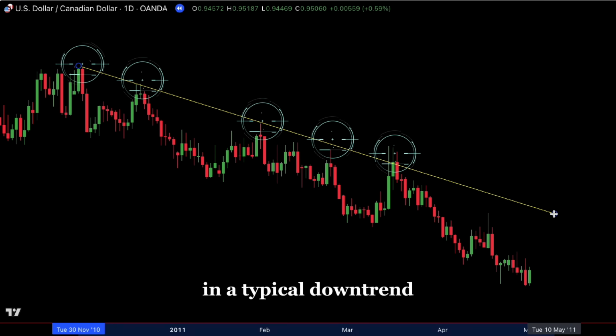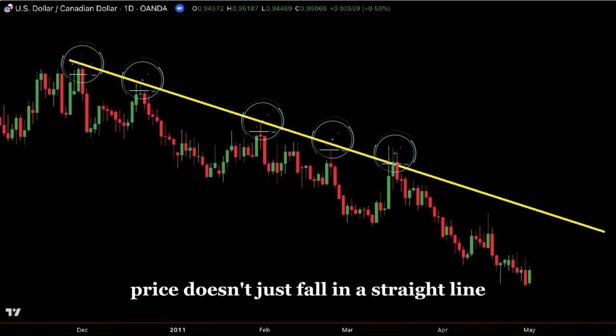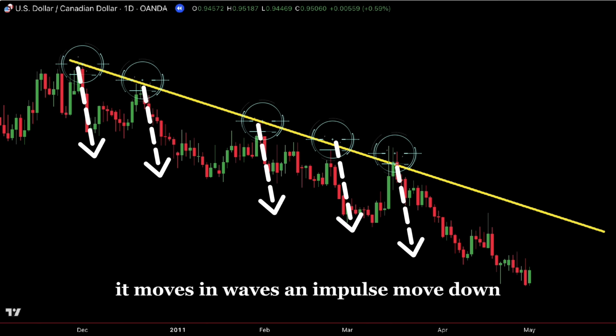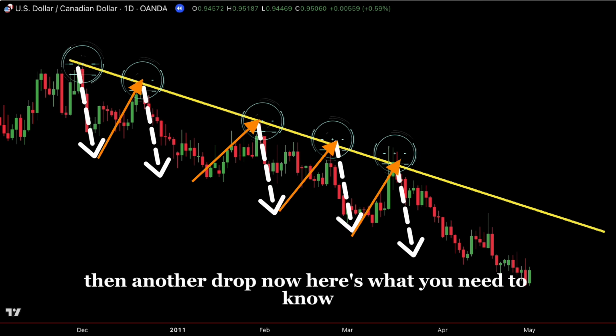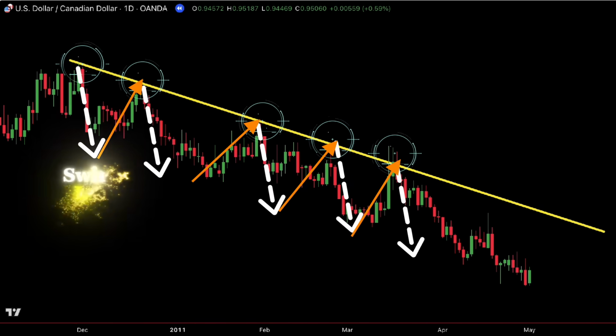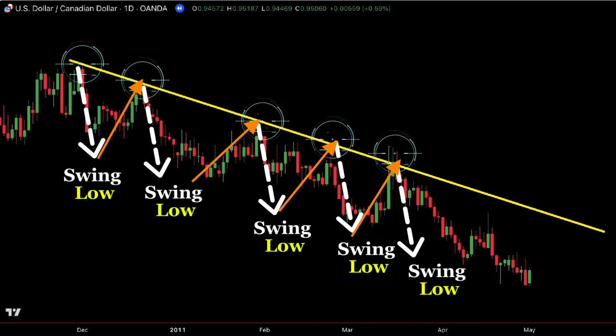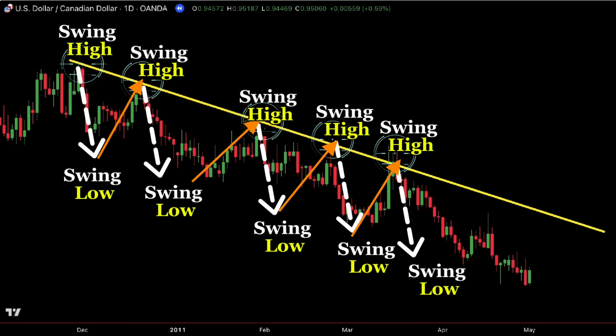In a typical downtrend, price doesn't just fall in a straight line, it moves in waves. An impulse move down, followed by a pullback up, then another drop. Now here's what you need to know. The lowest point before price pulls back is called a swing low. The highest point before price drops again is a swing high. In a strong downtrend, the market continues to form lower highs and lower lows. This structure is your roadmap, and the trend line helps you follow it with confidence.